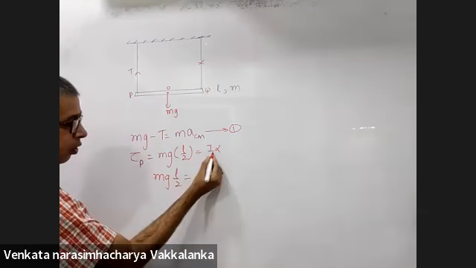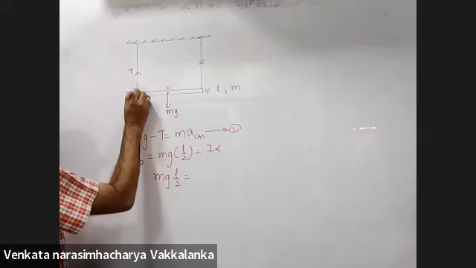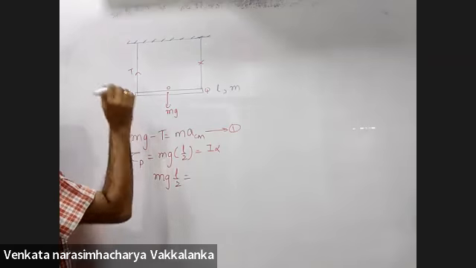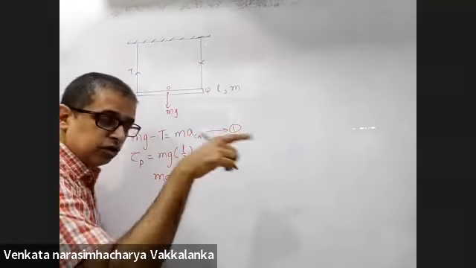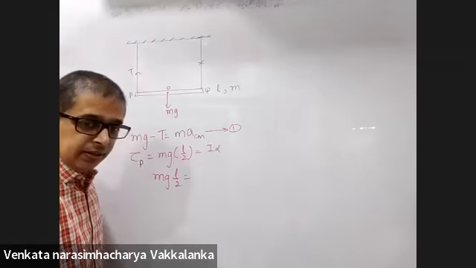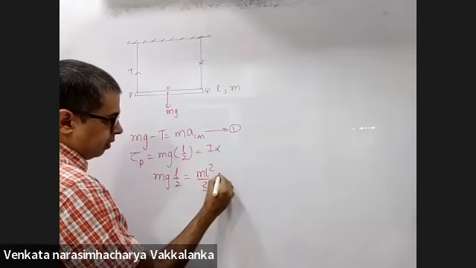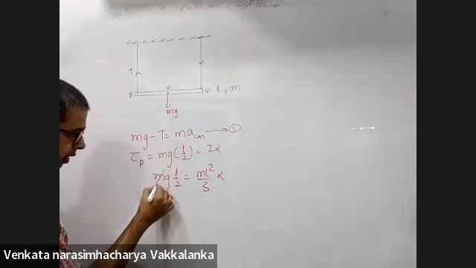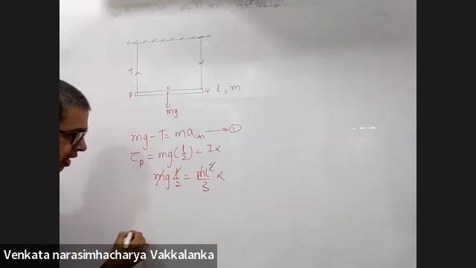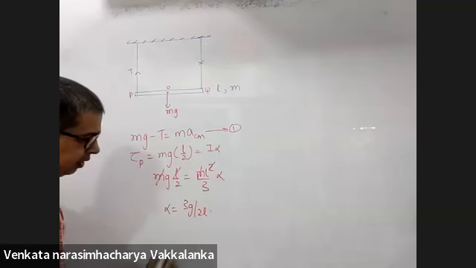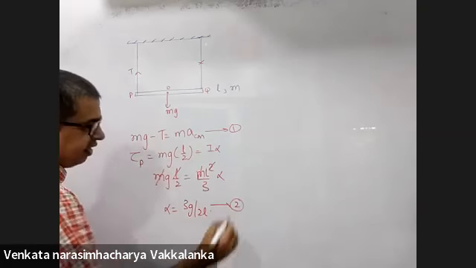mgl by 2. You took torque about which axis? P. So moment of inertia also should be about P. Ml square by 3 into alpha. M and M will get cancelled. L and L will get cancelled. Alpha is 3g by 2l. This is my second equation.